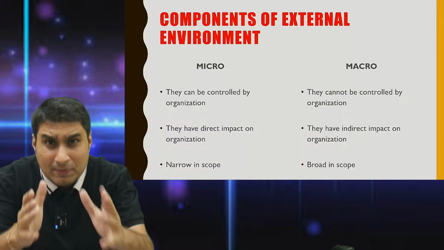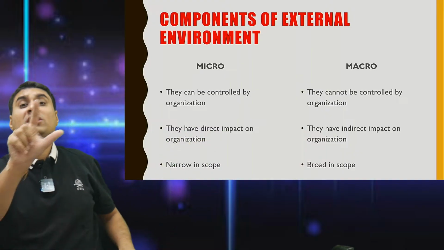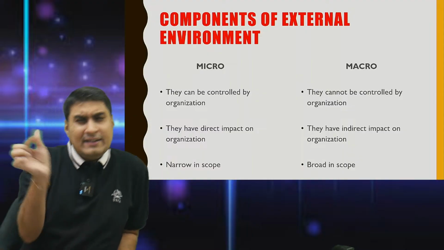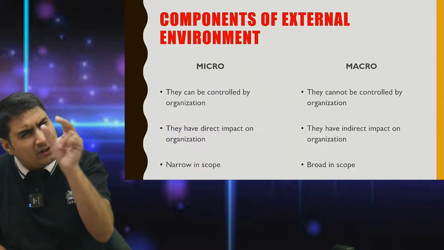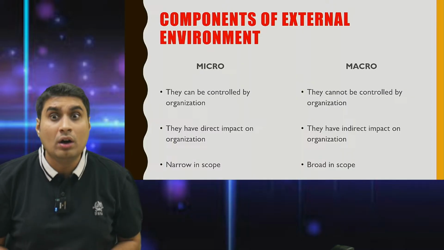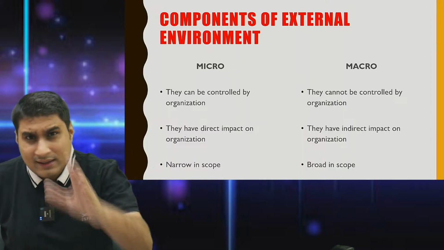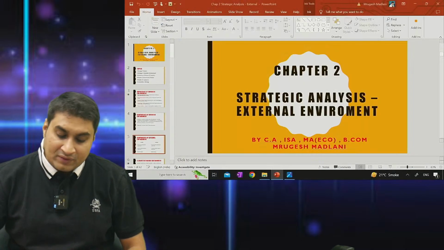Okay, direct impact, micro. Indirect, both these are external only. Both are external. Indirect impact is macro. Which one is very small? Micro. Very big, macro. I hope you are clear. Okay, sir, absolutely clear. Now what we have to do?